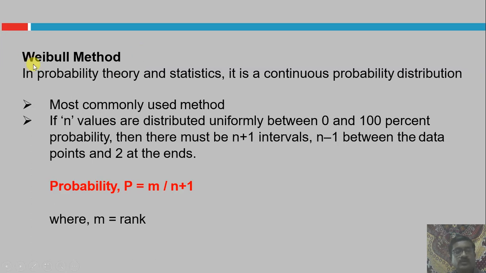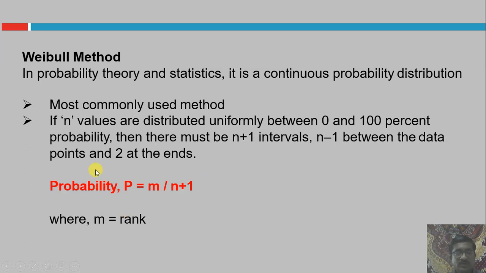The Weibull method, in probability theory and statistics, is a continuous probability distribution. It is the most commonly used method. If n values are distributed uniformly between 0 and 100% probability, then there must be n plus 1 intervals: n minus 1 between the data points and 2 at the ends. We'll see how afterwards, but let's have a glance at the formulation.